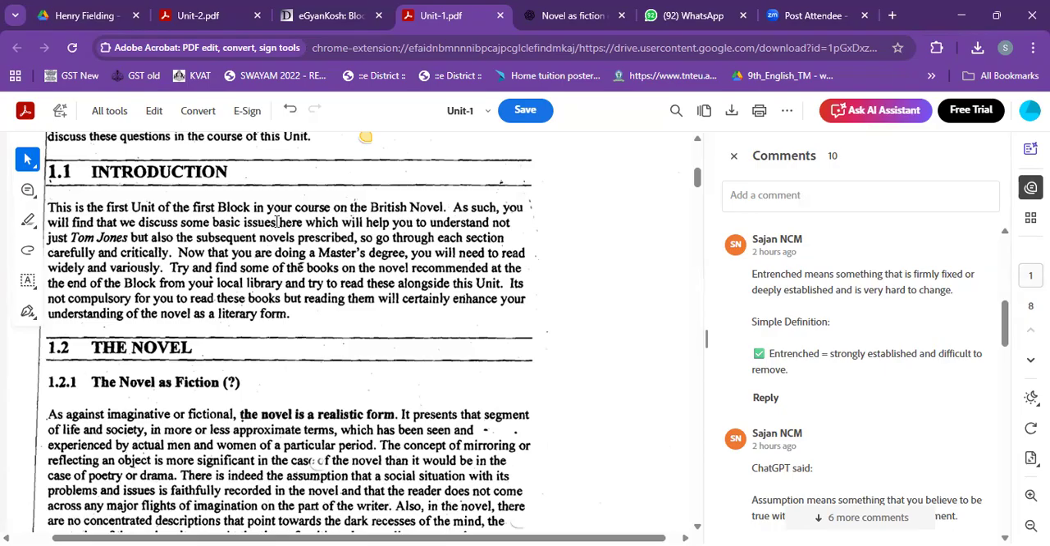And you have more reading even from your textbook. So I would really say, first of all, spend more time reading the textbook. After doing that, you can go for other books. Otherwise, you may not reach anywhere. So for the time being, let's concentrate on the textbook and try to read these alongside this unit. It's not compulsory for you to read these books, but reading them will certainly enhance your understanding of the novel as a literary form. So we will wind up here, and that will be the end of our first class.